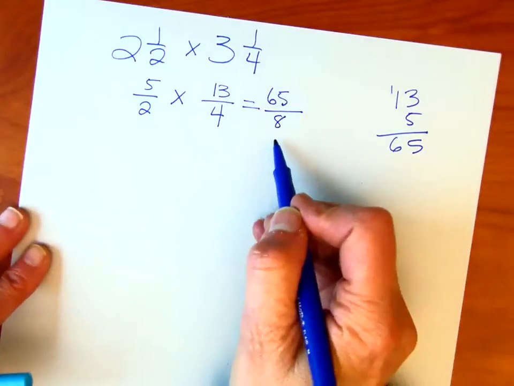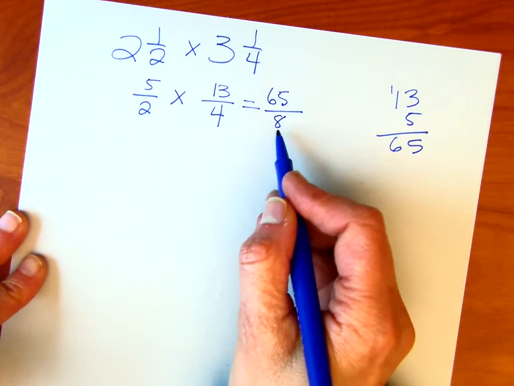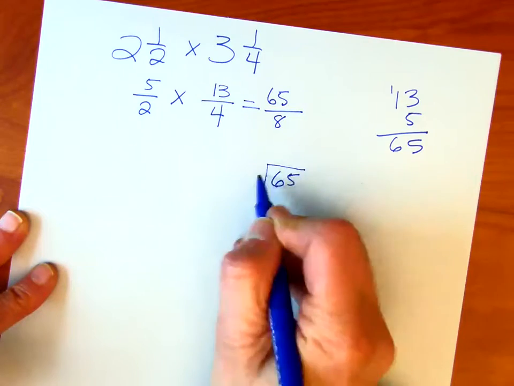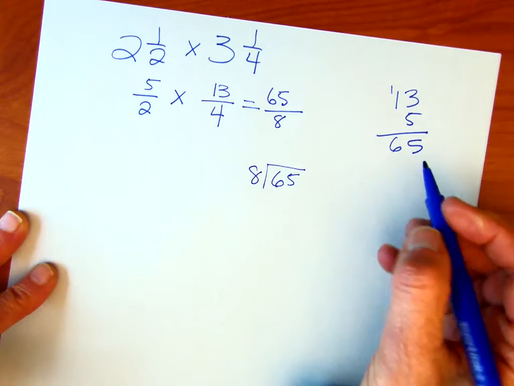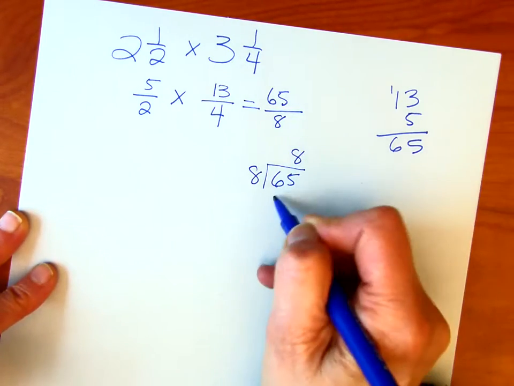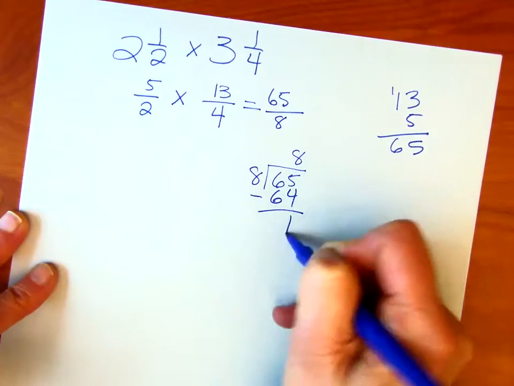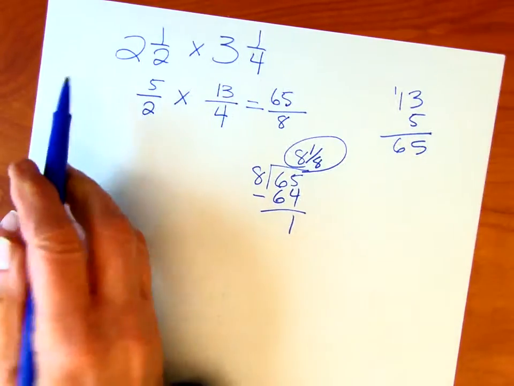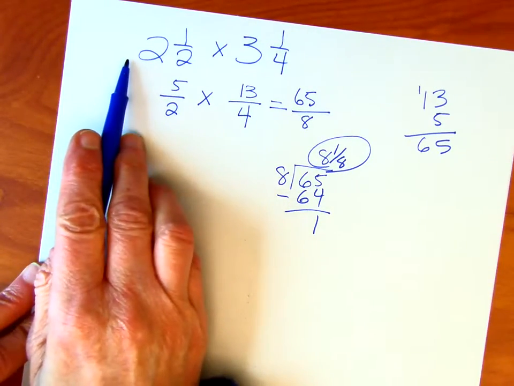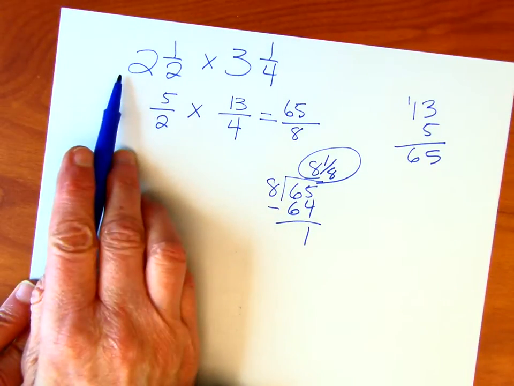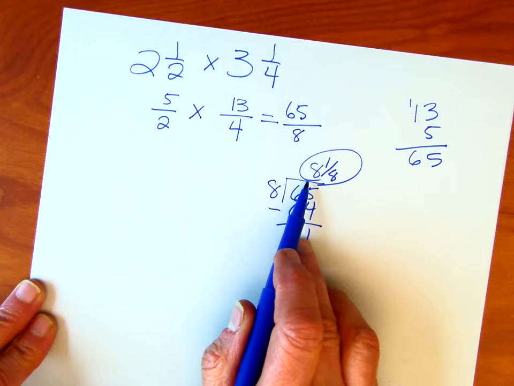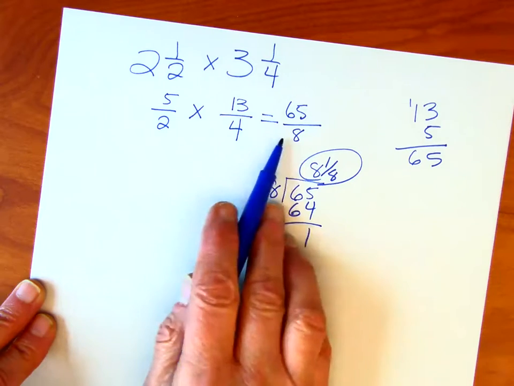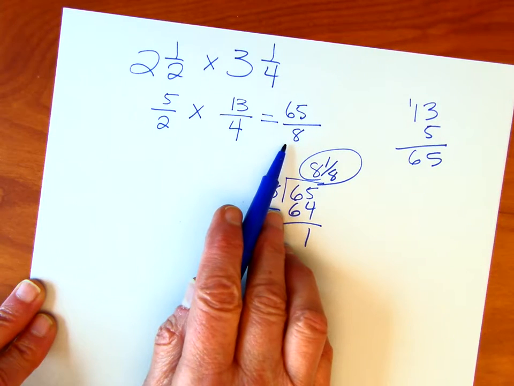Now again, this is an improper fraction, so we want to convert this to a mixed number. We're basically saying how many times does 8 go into 65? Well, I know 8 times 8 is 64. We have 1 left over, so 8 1/8. So the answer to this multiplication problem using mixed numbers eventually gets us an answer that is also a mixed number. We just had to do a little bit more math once we got our improper fraction answer.